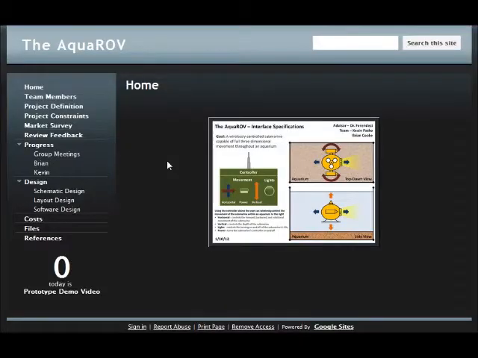This quarter we decided to take a different approach when creating our design notebook. We made a Google website. Highlighted here are our interface specifications. We believe that they are a good summary of our end goals for the AquaROV.